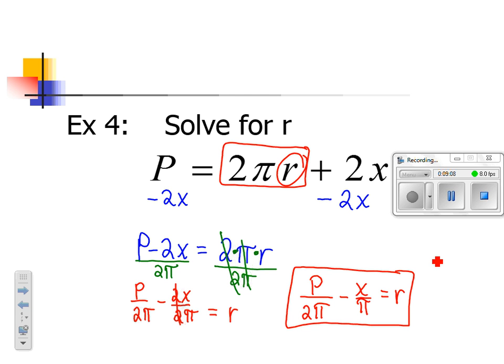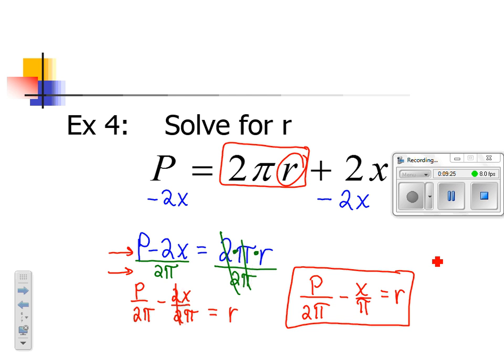That's a simplification that we have to remember, that if we have two terms being divided by 2 pi, each one of those terms is being divided by that 2 pi. And then we can simplify from there.